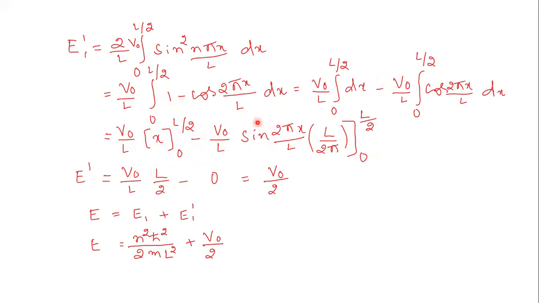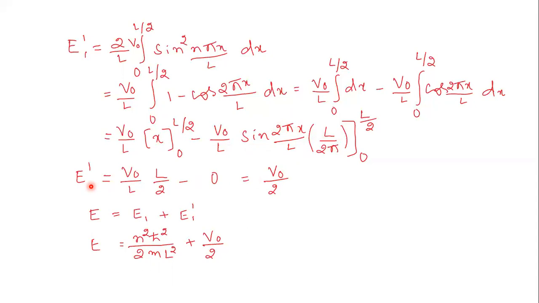After the integration limits are substituted here, when x becomes L by 2, it will be sine 2 pi. Sine 2 pi is 0. When x becomes 0, it is sine 0. The value after substituting the upper and lower integration limits will become 0 minus 0, so the whole thing will become 0. This would now become equal to V naught by 2. So this is the first order correction to the ground state.